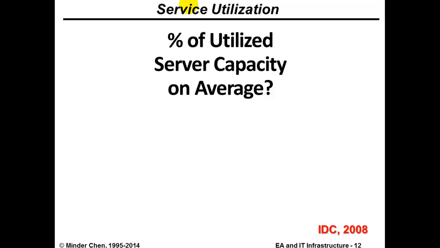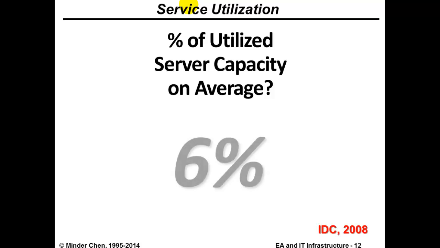However, if you measure the percentage of utilized server capacity on average, just like your CPU, you may only use 30% of the capacity if you're just running some simple program. If you run heavy-duty engineering computational work, it may utilize 70-80% of the capacity of your CPU. That's what we call utilization. On average, it's only 6%, extremely low, a waste of computing resources, which means a waste of money.